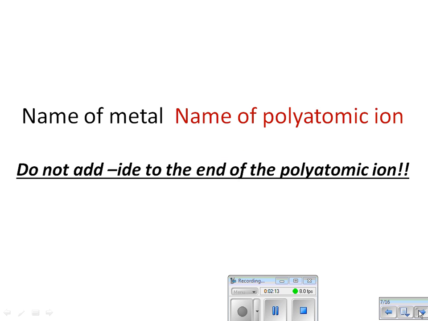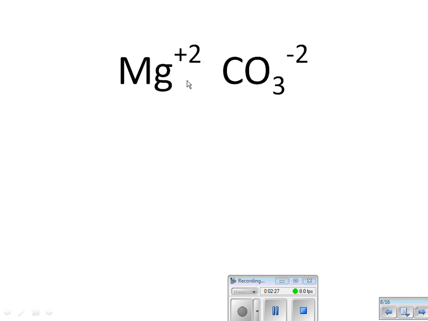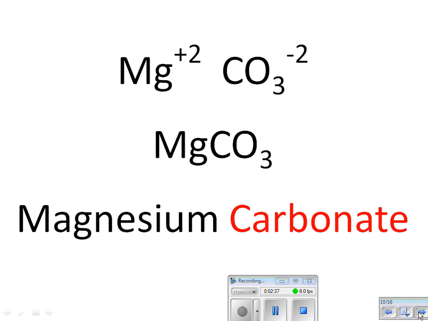You are going to write out the name of the metal and the name of the polyatomic ion. You are not going to add -ide to the end of the polyatomic ion's name. You have a +2 cation, -2 polyatomic ion. They bond together in a 1-to-1 ratio to form the compound magnesium carbonate.